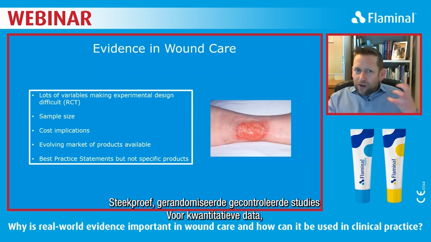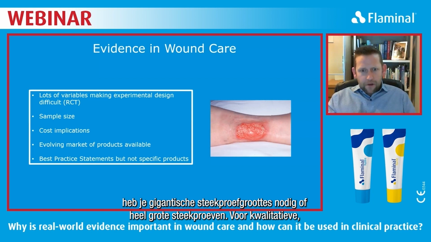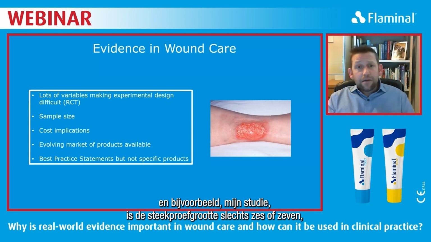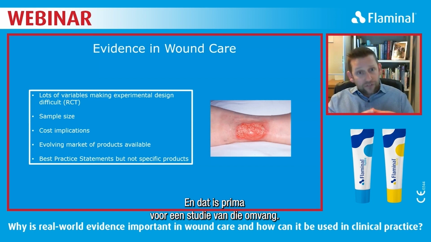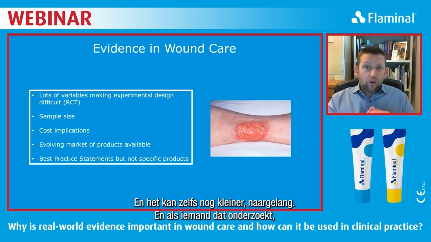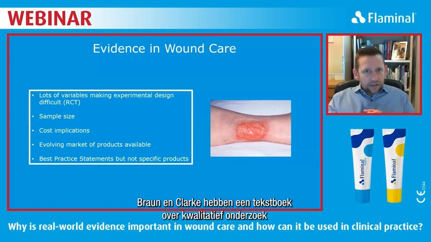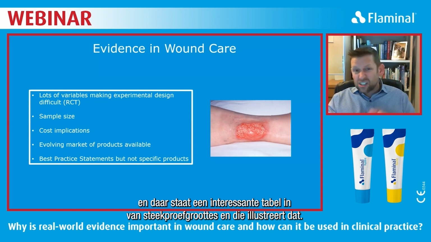Sample size. Randomized controlled trials, so for quantitative data, you need massive sample sizes or very large sample sizes. For qualitative, the example of my study, my sample size is only 6 or 7, and that's completely fine for a study of that size. And you can actually have smaller depending. If anyone's looking into that, Braun and Clarke have a textbook about qualitative research, and it has a nice table on sample sizes and illustrates that to you.